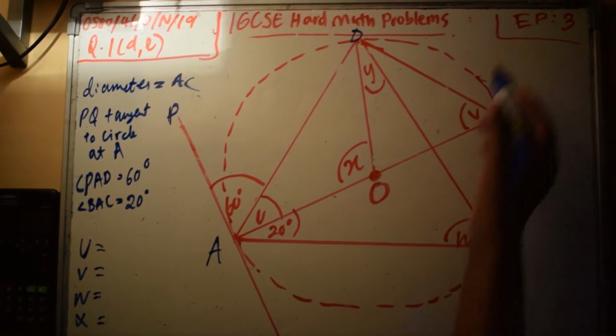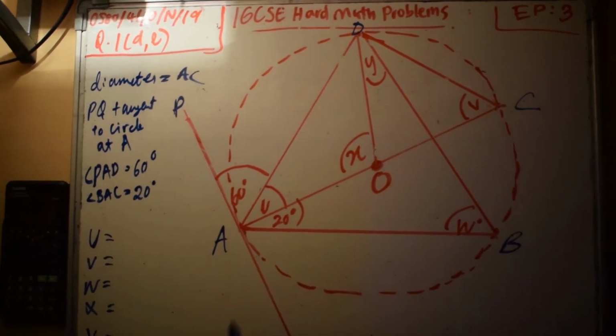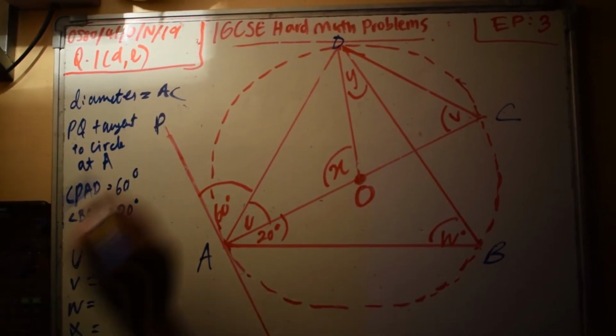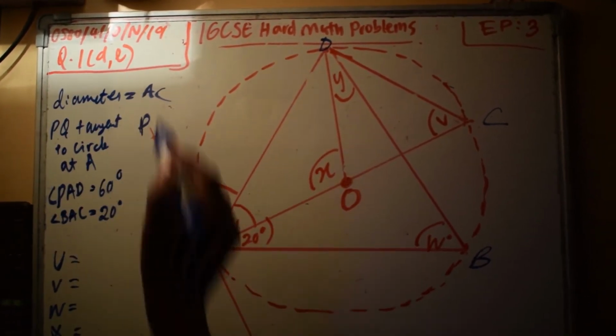This is episode 3 of IGCSE hard math problems. The paper code is 058041, October November 2019. Question 1 D and E.